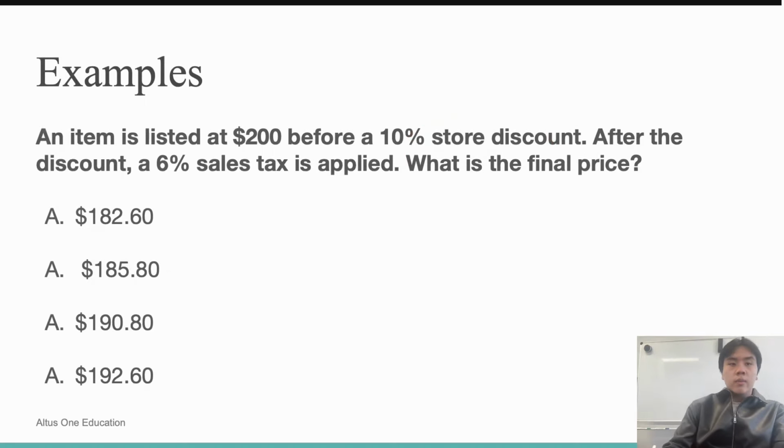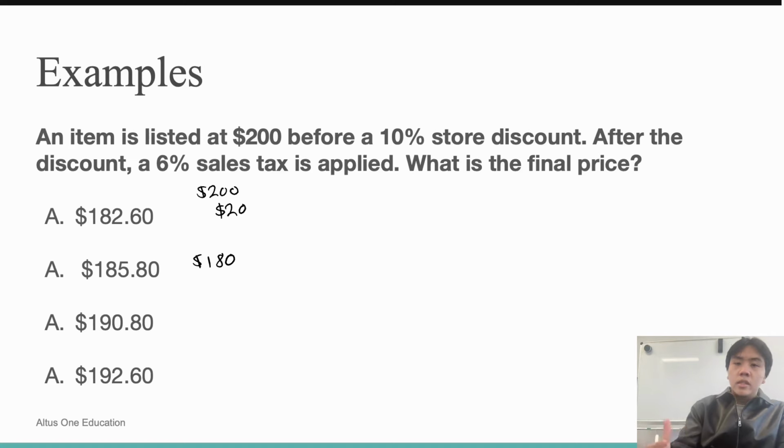Let's have a go at this question. An item is listed at $200 before a 10% store discount. After the discount, a 6% sales tax is applied. What is the final price? Well, the first discounted price can be found by subtracting 10% from the $200. So 10% of $200 is $20. So a discount of $20 subtracted from the $200 means that we have a $180 item after the 10% discount.